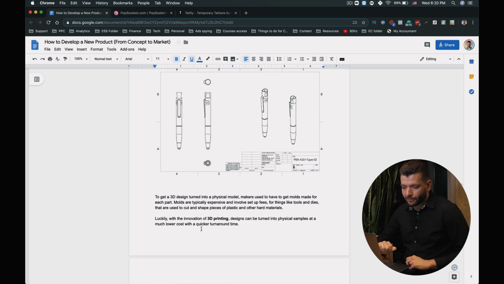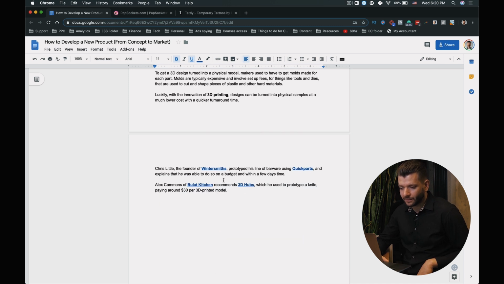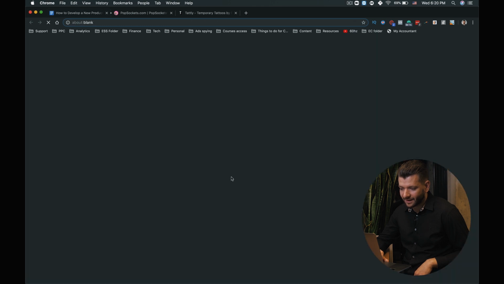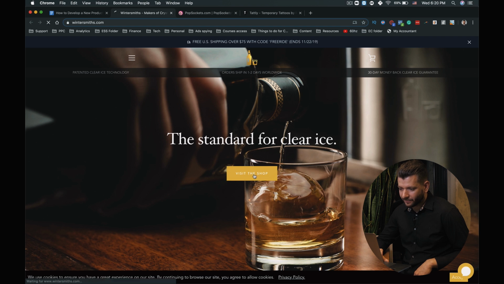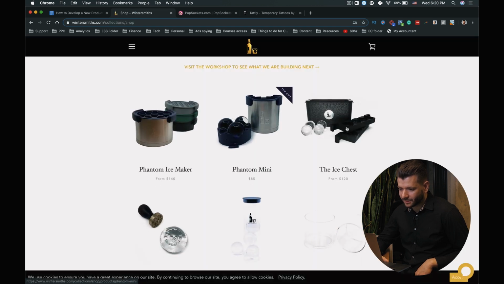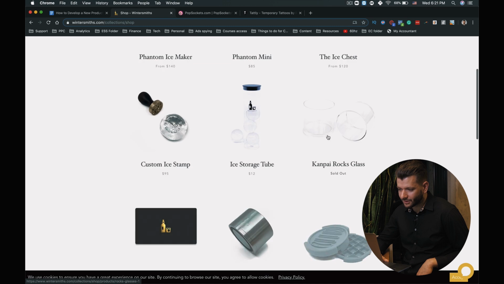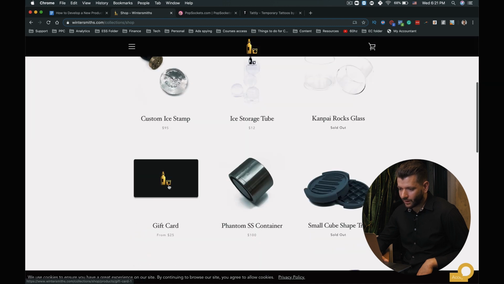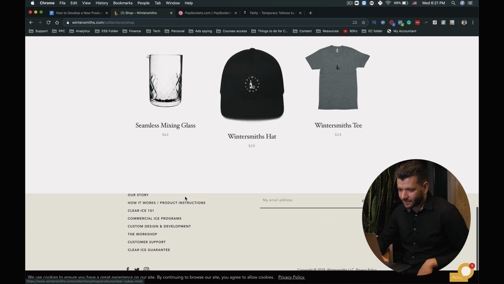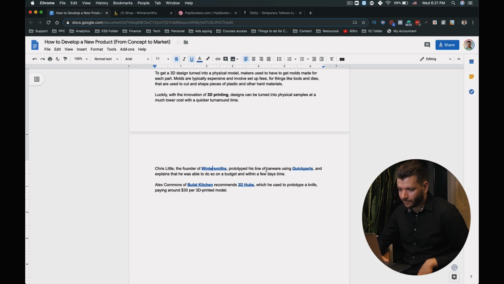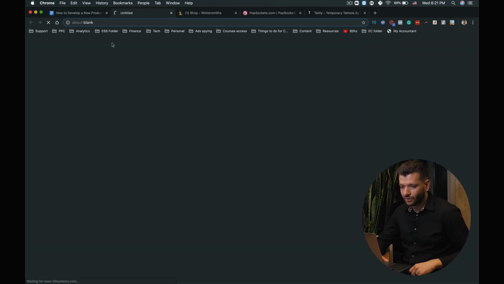With 3D printing, that's another option. For example, here Chris Little is the founder of a company called Wintersmith. You can see this is for whiskey, right? Different accessories for drinking whiskey. You can see ice, as you can see. He developed a prototype of his line using Quickparts. So I want to show you this tool.